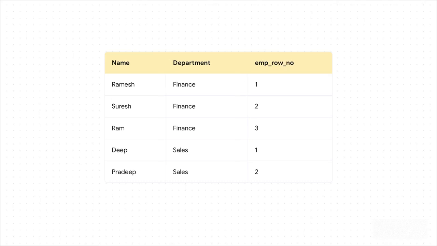And finally, there's row number. This one is simple. Its only job is to give every single row a unique number, in order. It doesn't care about ties in the data. Even though Ramesh and Suresh have the same salary, row number gives them different numbers, 1 and 2. It's perfect when you just need to slap a unique ID on each row in a sorted group.